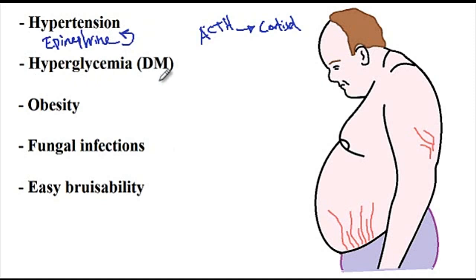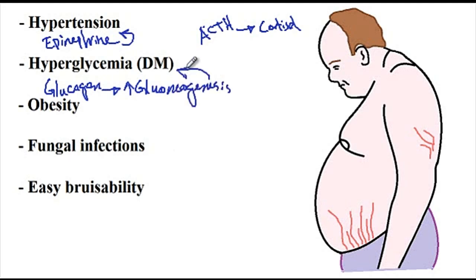These patients also present with hyperglycemia, and therefore they're at increased risk of insulin resistance, and this is also partly attributed to the obesity. But one other mechanism of cortisol-mediated hyperglycemia is from the permissive effects of cortisol on glucagon, as a consequence of which there would be increased gluconeogenesis, and therefore there would be hyperglycemia.